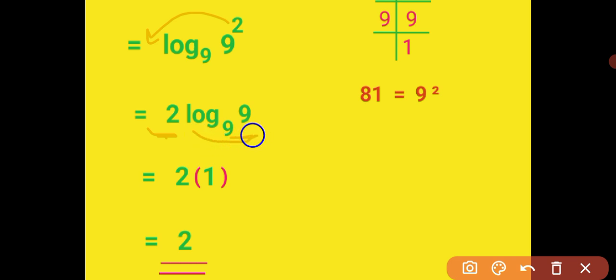So when the base is the same as this number, this becomes the same as 1. The log to base 9 of 9, we have already got it as being 1 in the bracket down here. So that 2, when you multiply it by the 1 inside the bracket, we get 2. So for that part, our answer is 2.